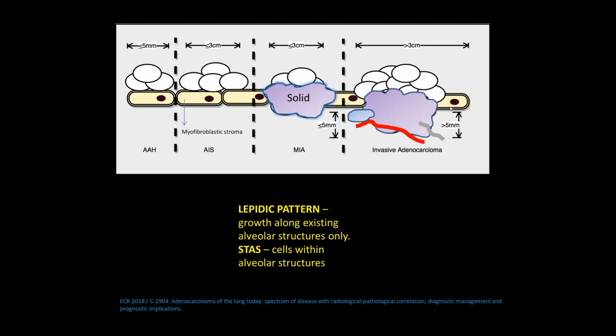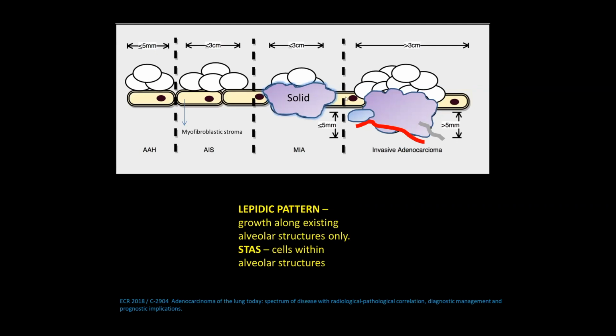Okay. There is also the solid component which goes beyond the myofibroblastic stroma and is more than 5 mm invasion, and it starts invading the blood vessels or the lymphatics, and also there may be spread through air spaces. That is, it gives evidence of invasion, lymphatic invasion or vascular invasion or air space spread. Okay, so this is invasive.